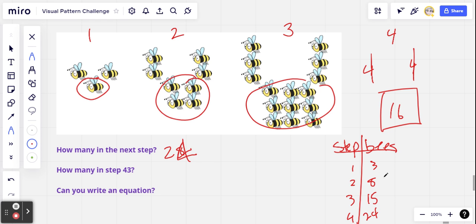So let's take the difference between each step. 8 minus 3 is 5, 15 minus 8 is 7, and 24 minus 15 is 9. So we didn't get a constant here. That means it's not linear. Is that what you thought? Well, let's take the difference of the differences and see if we get a constant there. 7 minus 5 is 2, 9 minus 7 is 2.